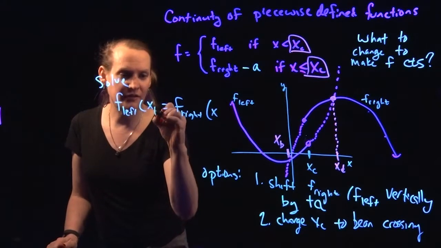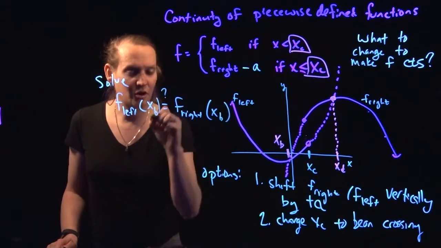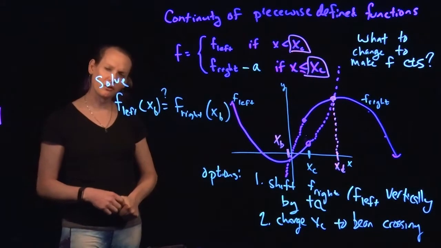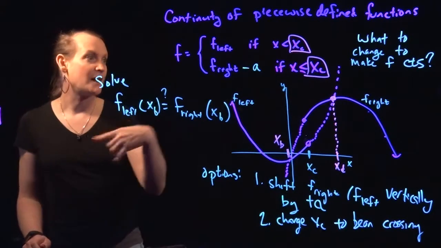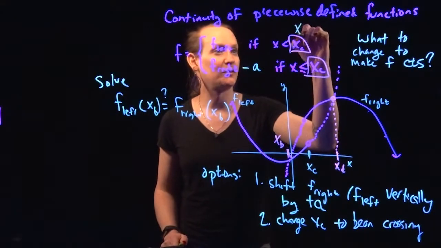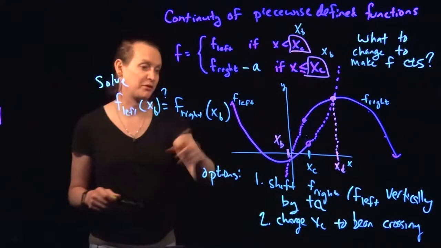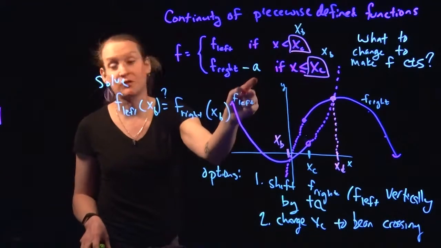This is asking a question. So how about I write x sub b right there, and put a question mark above that, like, do they equal each other ever? If so, let's find it. I want to find this place. And then I'm going to modify this to be x sub b instead, that special place where these two functions come together. Because then there's no gap, and I don't need to adjust for the a.